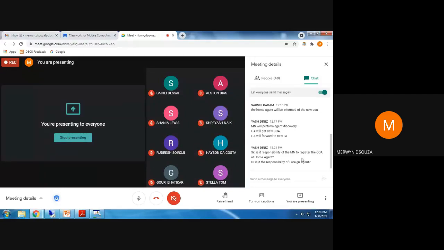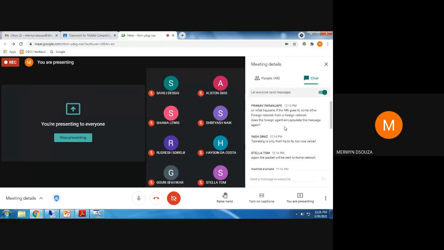Yeah, basically the mobile node will be registering through the foreign agent only. Okay, yes. So Pranav, is your question answered? And others also, I hope you all understood. You may get a registration question for your exam. It's a little applicative, so you have to use it a little.